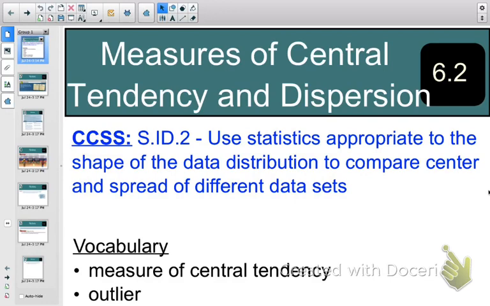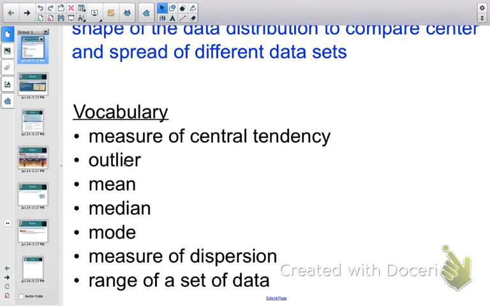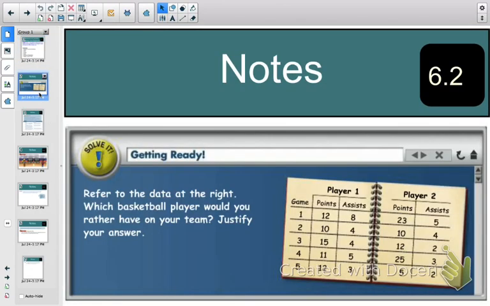Going into more statistics today. Measures of central tendency and dispersion. Gonna try to be fast because I know sometimes I'm kind of slow, but we're looking at SID2 now. Use statistics appropriate to the shape of the distribution of data to compare the center and spread of different data sets. So lots of vocab. Measures of central tendency, outlier, mean, median, mode, measure of dispersion, and the range of a data set, which I'm sure you've heard of most of those terms before, but we're going to do them again.